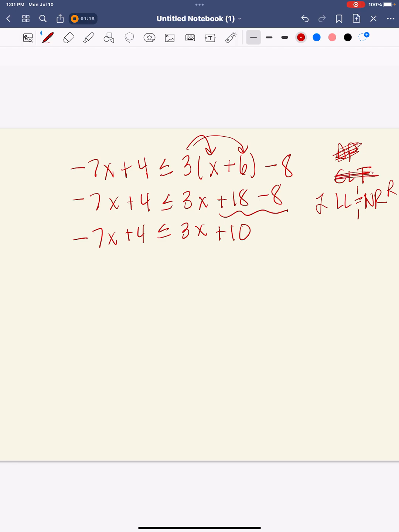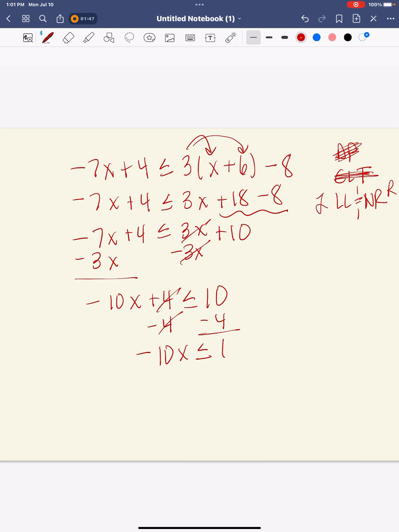And now I want to do letters moving to the left side so I can get x isolated and then my numbers to the right side. So I'm going to subtract. Every time you want to move a term from one side to another, you do inverse operation. So this becomes a negative 10x plus 4 less than or equal to 10. Okay, and now what we're going to do is we're going to move our numbers to the right side. Okay, so inverse operation there. Now I have negative 10x less than or equal to 6.